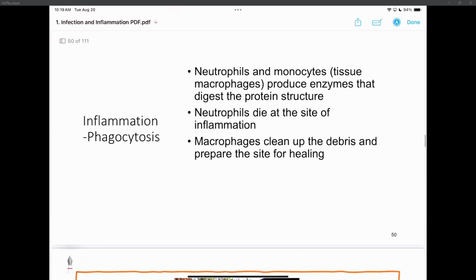So neutrophils and the monocytes produce enzymes that will digest protein structure. At the end of the inflammatory process, the neutrophils die off, and then the macrophages come in and they clean up all the area. Okay, macrophages, big eaters, they eat up all the different debris and clear out the area of the pathogens. Prepare the site for healing.